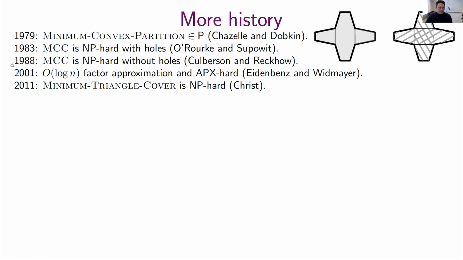Then the convex cover problem was proven to be NP-hard if there are holes in your polygon, and then later on also when there are no holes. And then in 2001 there was given a log n factor approximation, and the problem was shown to be hard to approximate. And then in 2011 the version where you want all your pieces to be triangles was also proven to be NP-hard.